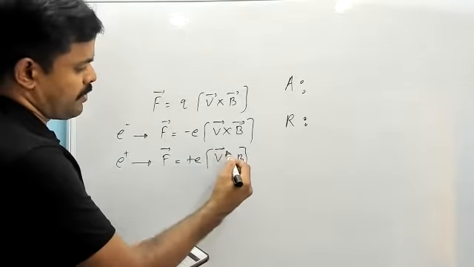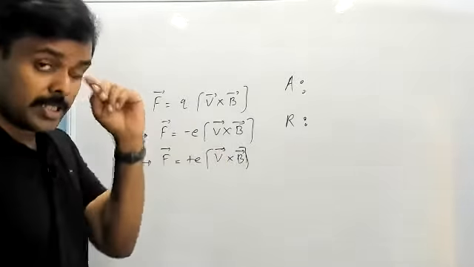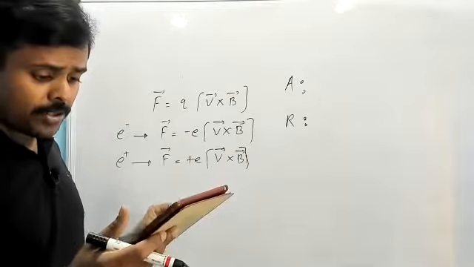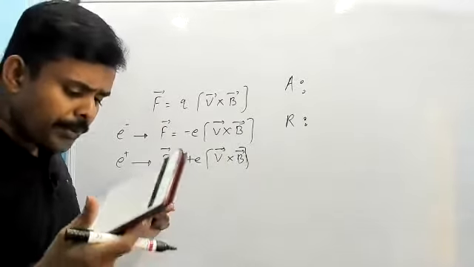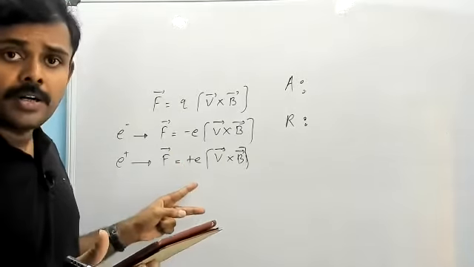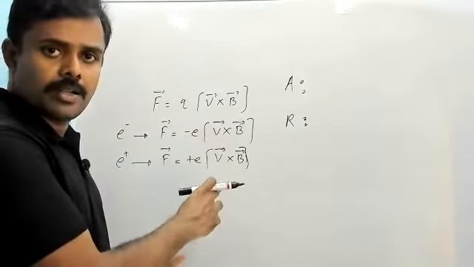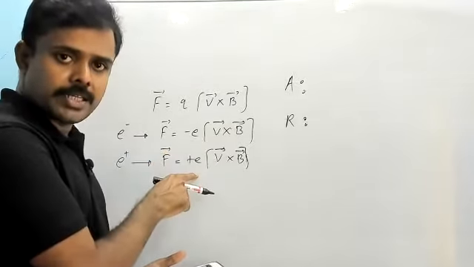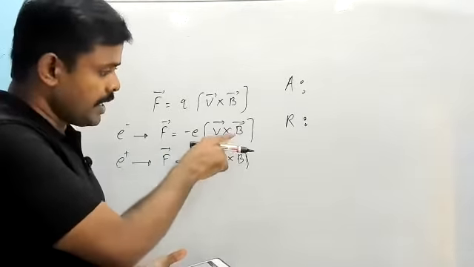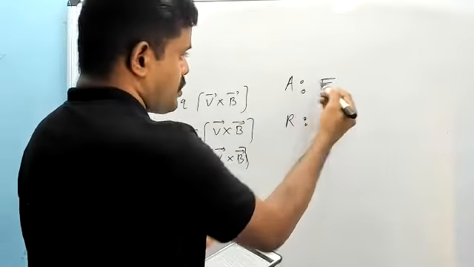Only the directions are different. One is minus e into V cross B, the other is plus e into V cross B. What do they say in the question? An electron and proton enter a magnetic field with equal velocities. Then the force experienced by the proton will be more than that of an electron. No, they are numerically equal. Electron charge and proton charge are equal. They enter with the same velocity, so V is the same. They enter the same magnetic field, so B is also the same. So assertion is false.